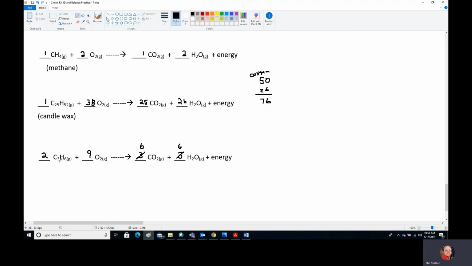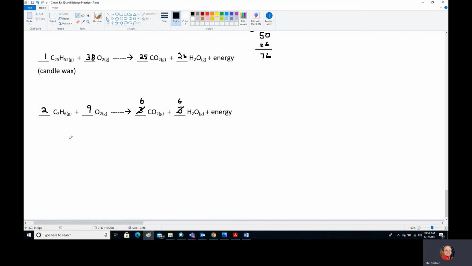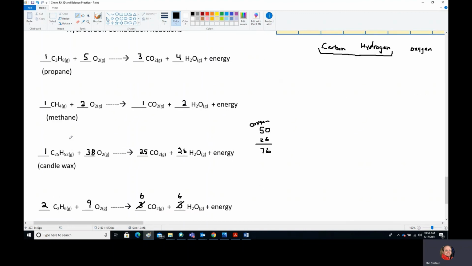Look this one up. Get the name for C3H6. Okay, practice these exact same ones again. Do the carbon and hydrogen first, then balance the oxygen. Take care, Science 10.